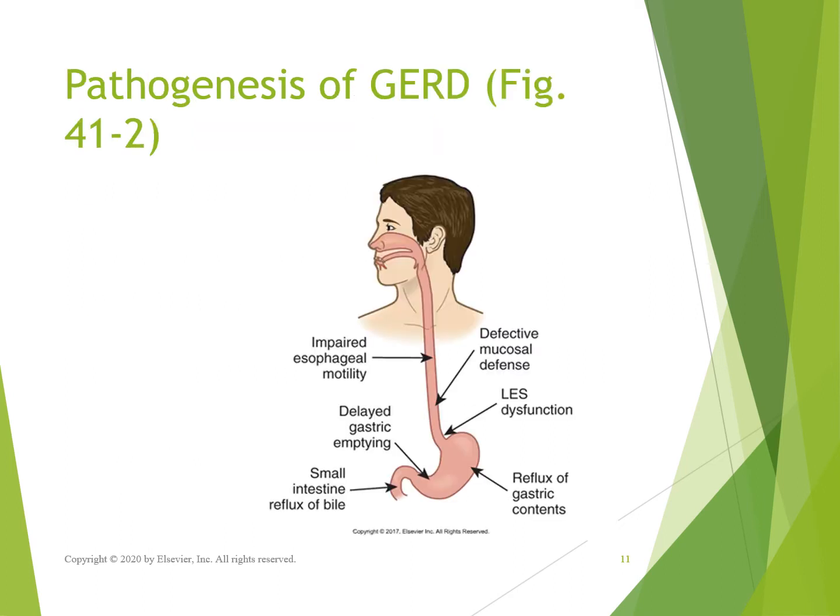Picture here on the pathogenesis of GERD. You can see the lower esophageal sphincter right here. We want to ideally keep this nice and closed when food isn't actively going down from the esophagus into the stomach. And then you could see how stomach acid can reflux back up the lower esophagus and cause mucosal damage.